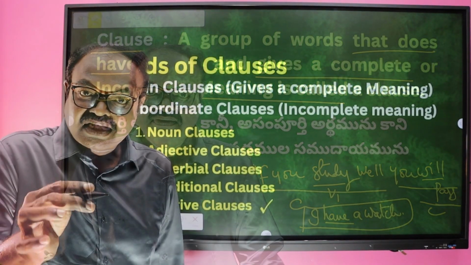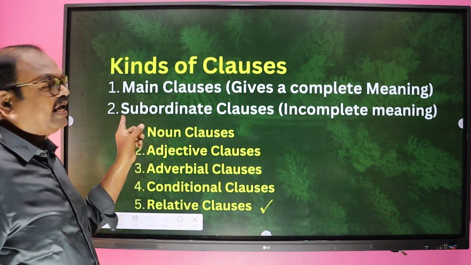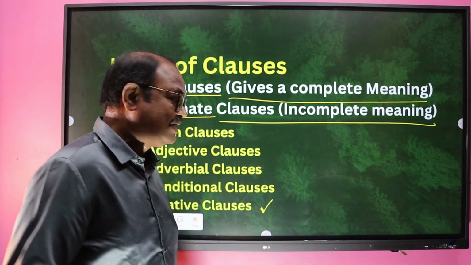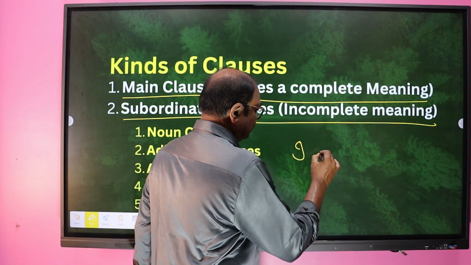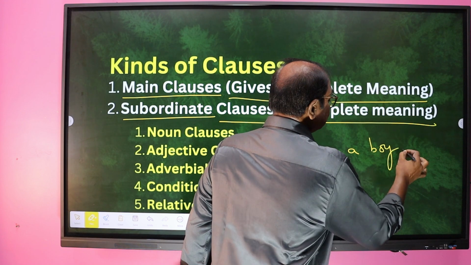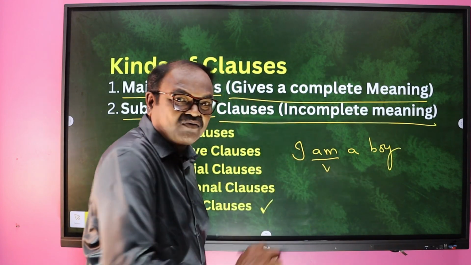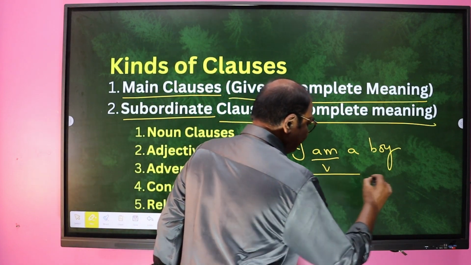That's enough. Clauses are again divided into 2. That is, one is the main clause and another is the subordinate clause. For example, I am a boy. Am is a verb. It is a group of words. That's why it is a clause.